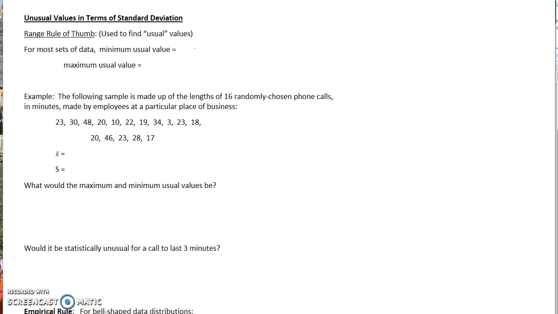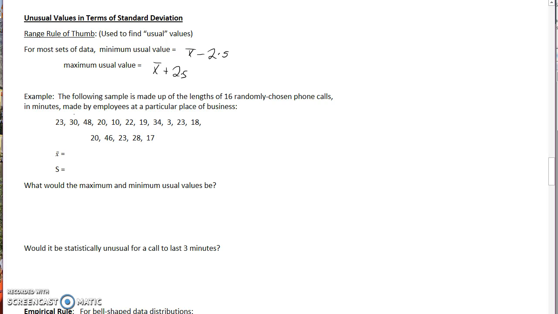So for a minimum usual value, you're going to take your mean and subtract 2 times the standard deviation. To find the maximum usual value, you do your mean plus 2 standard deviations.